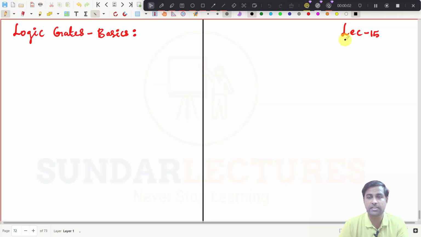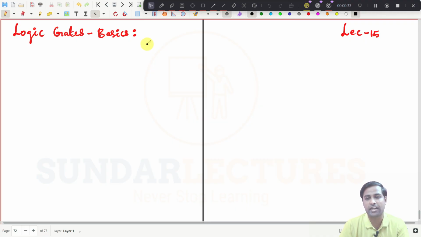Welcome to Sundar's lecture. This is lecture number 15, and in this lecture we are going to see logic gates, basic logic gates, and what are all the things we can make a basic logic gate do. With one gate we can implement another gate, and with a combination of some gates we are going to get a universal gate. Those kinds of things we will see.